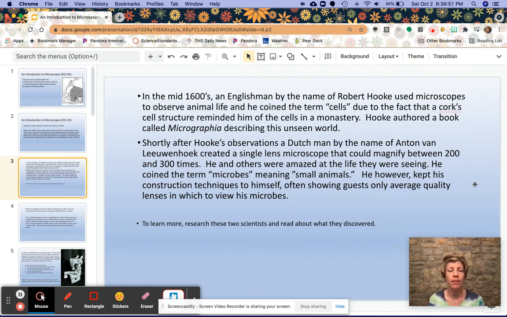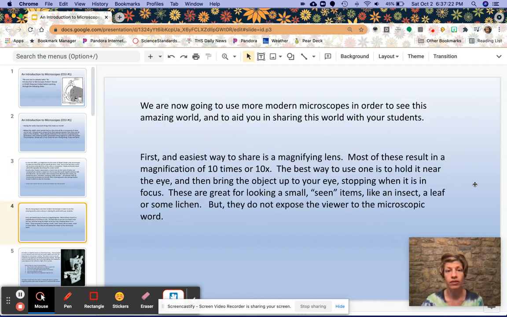Shortly after Hooke's observations, a Dutchman by the name of Anton van Leeuwenhoek created a single lens microscope that could magnify between 200 and 300 times. He and others were amazed at the life they were seeing. He coined the term microbes, meaning small animals. He, however, kept his construction techniques to himself, often showing guests only average quality lenses in which to view his microbes. To learn more, research these two scientists and read about what they discovered.